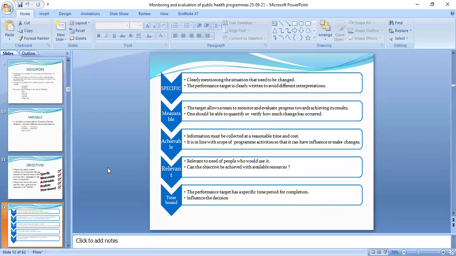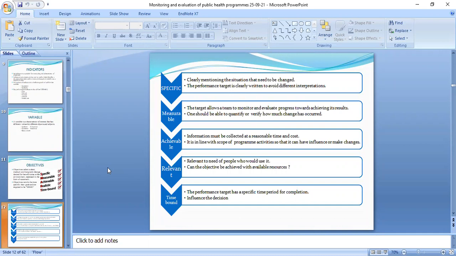It should be specific, clearly mentioning the situation that needs to be changed. The performance target is clearly written to avoid different interpretations, and it should be measurable. The target allows the team to monitor and evaluate progress towards achieving its results. One should be able to quantify or verify how much change has occurred.